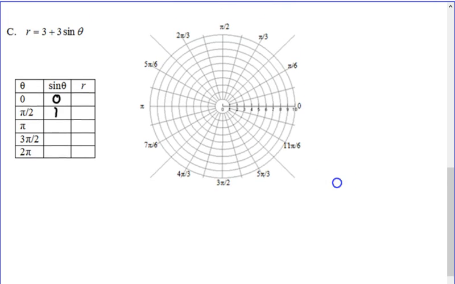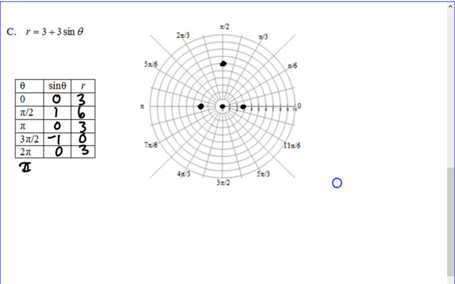So we're going to have 0, 1, 0, negative 1, and 0 for our key values for sine again. So sine of 0 is 0, so we'd have 3 plus 3 times 0. So where sine is equal to 0, r is just equal to the first number that's added, 3. Now when we have sine of pi over 2, we get 1, so we'd have 3 plus 3 times 1, which is 6. So our high value is 1, 2, 3, 4, 5, 6 right here. And then our low value would be 3 minus 3, or 0. So at 3 pi over 2, we're at 0.